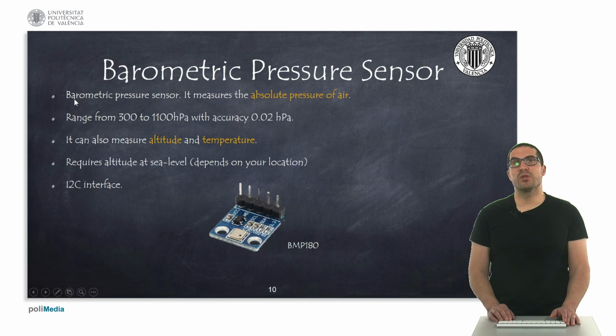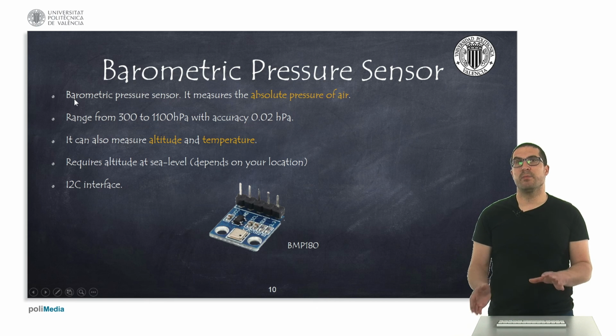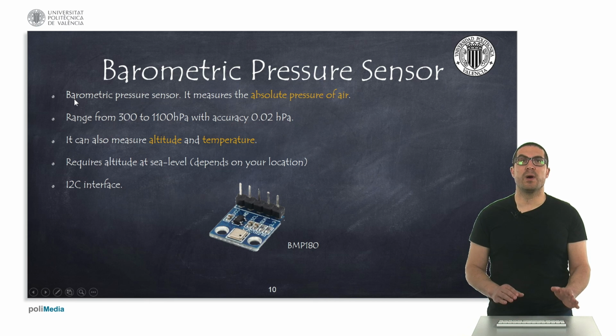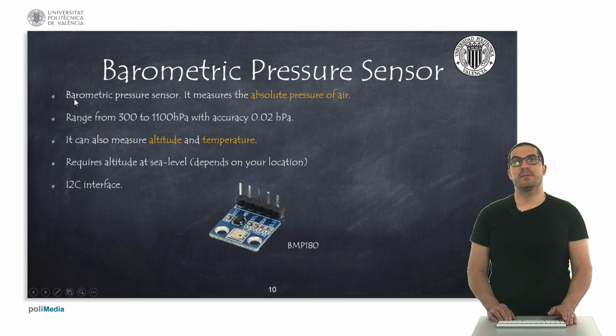Then we have also the barometric pressure sensor. It's able to measure the absolute pressure of air and provides ranges between 300 and 1100 pascals, and it provides also the altitude and the temperature. And the altitude depends on, or you can set the altitude depending on, your location. And the interesting thing here is that it's using the I2C interface, so it uses basically two signals.